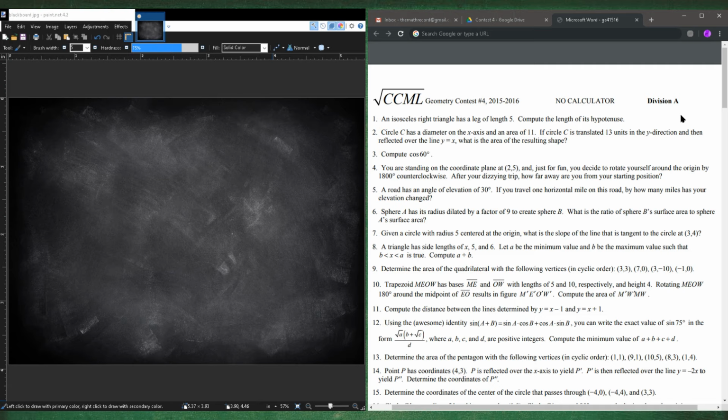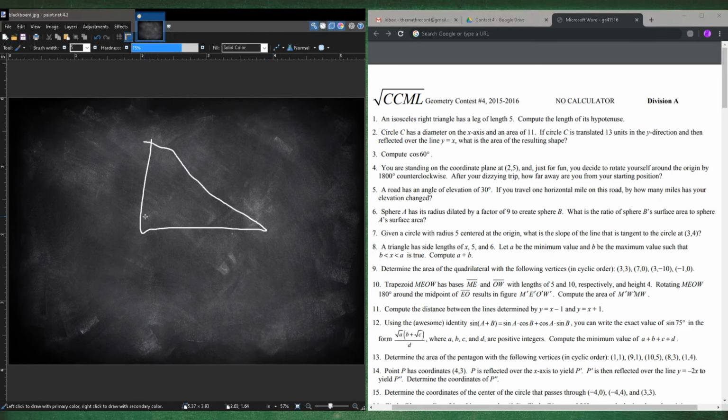Okay, question 1. An isosceles right triangle has a leg of length 5. Compute the length of its hypotenuse. Since it's an isosceles right triangle, it's a right triangle with a 45 degree angle and another 45 degree angle. Since one leg has length 5, the other leg is also 5. If you know your 45, 45, 90 triangle, you know this is 5 square root 2.